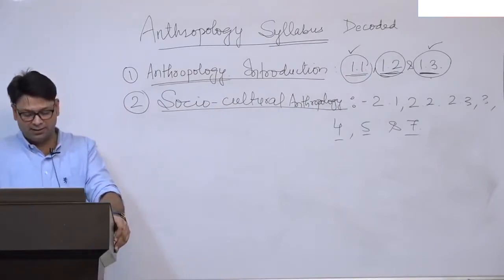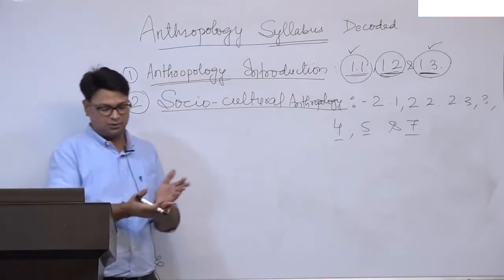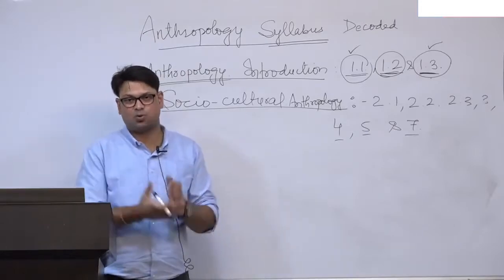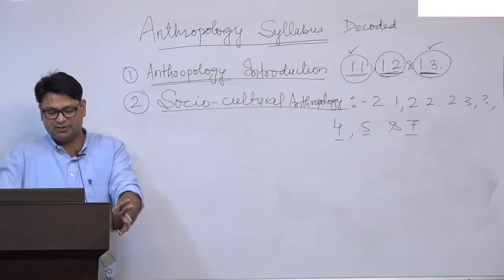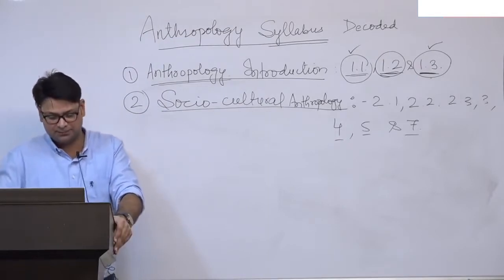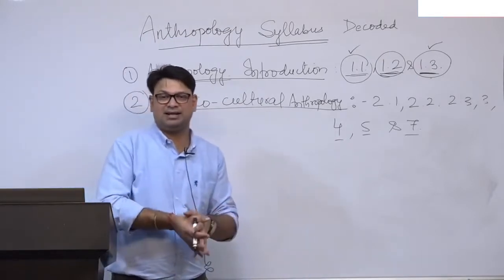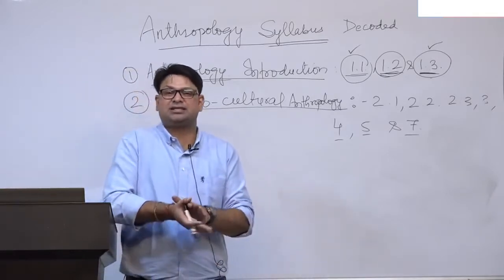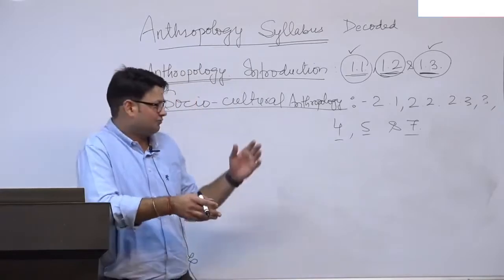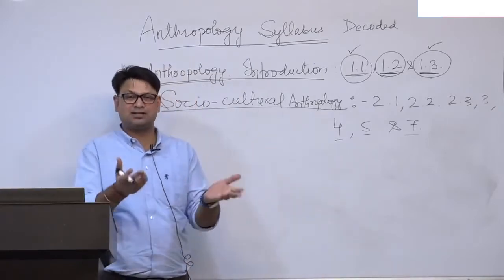So in 2.1, the unit is nature of culture, that what culture is, what is its nature, what are the various characteristics of culture and how culture and civilization differs. What is ethnocentrism and what is cultural relativism? So these are few terms in it. So let me tell you culture.